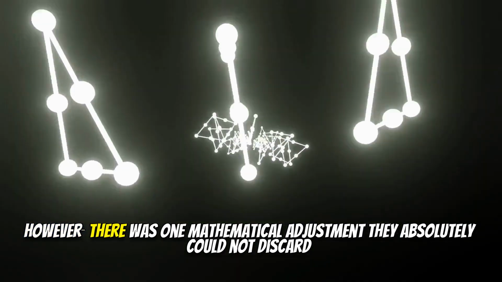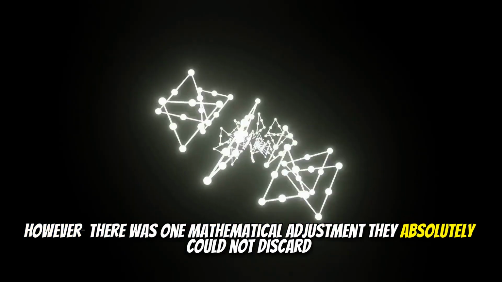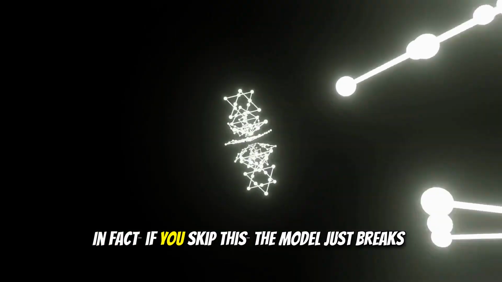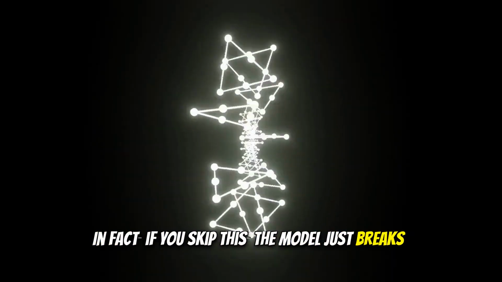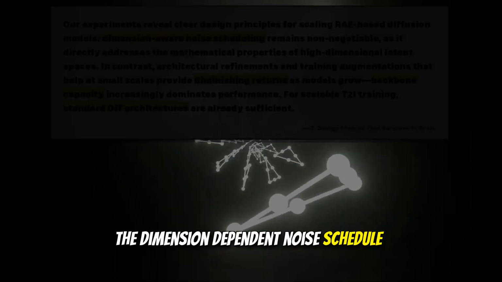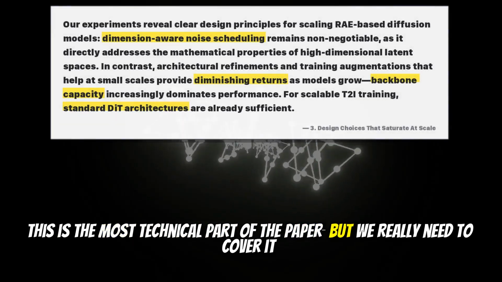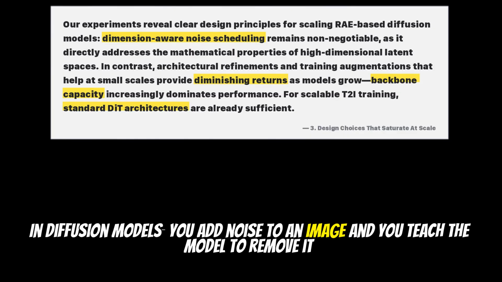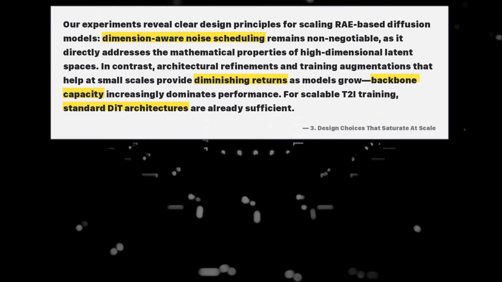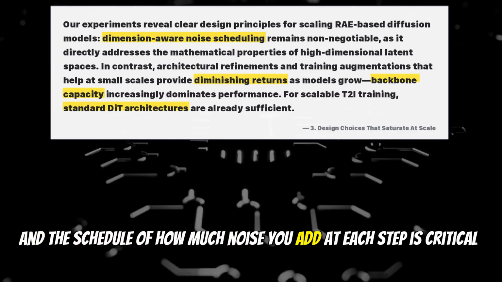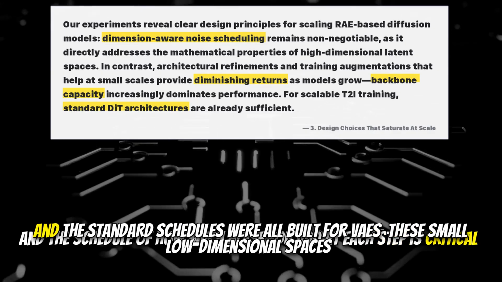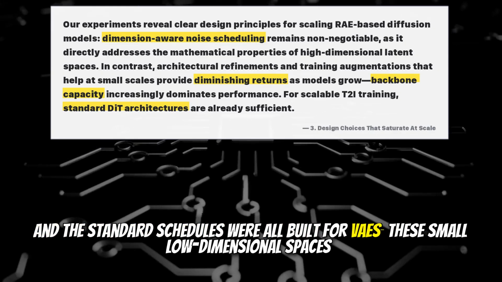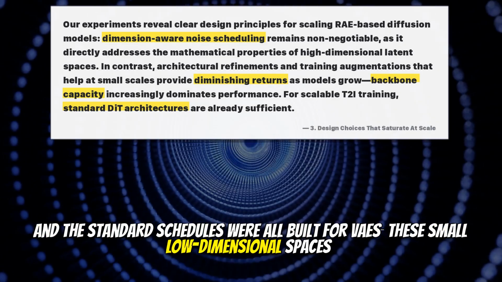However, there was one mathematical adjustment they absolutely could not discard. In fact, if you skip this, the model just breaks. The dimension-dependent noise schedule. This is the most technical part of the paper, but we really need to cover it. In diffusion models, you add noise to an image, and you teach the model to remove it. And the schedule of how much noise you add at each step is critical.